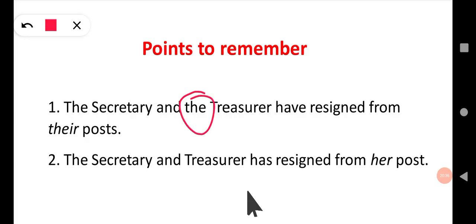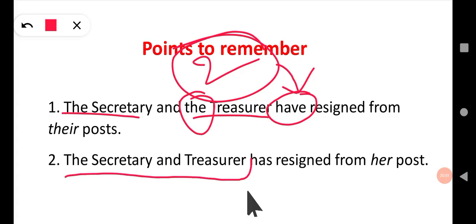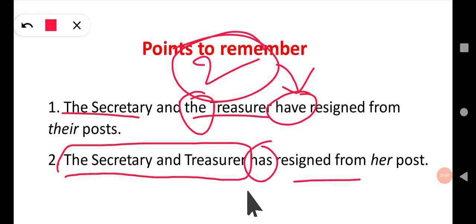When you use the in the first statement, the secretary, the treasurer, here you are speaking about two people. Since you are speaking about a plural subject, two people, here you have to go with the plural helping verb, that is have. Coming to this, the secretary and treasurer, that means the post of this lady is both secretary and also treasurer. She has singular resigned from her post. Her is again singular here. So this is the rule you should remember. This one rule is very important.